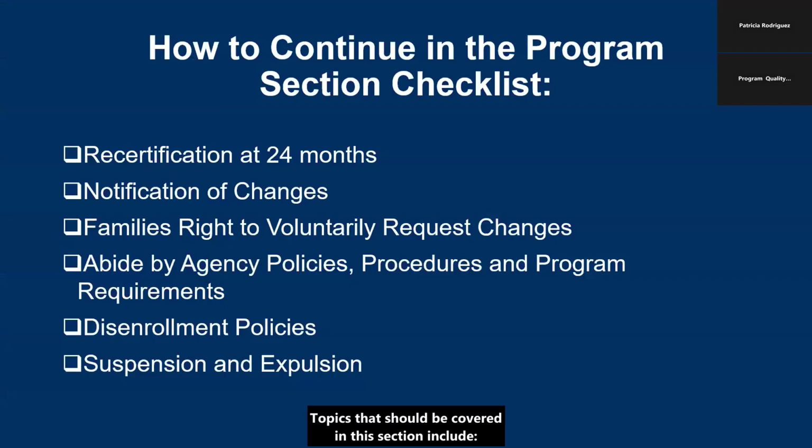Topics that should be covered in this section include 24-month recertification, notification of changes, a family's right to voluntarily request changes, agency policies, procedures, and program requirements, disenrollment policies, and finally, information on suspension and expulsion.